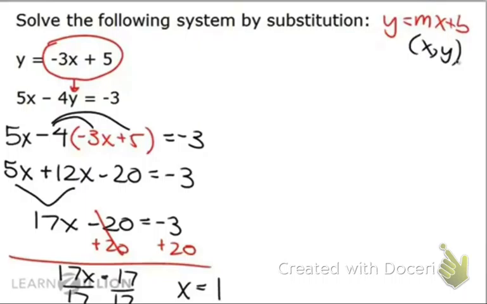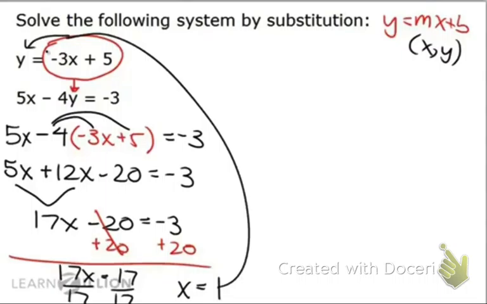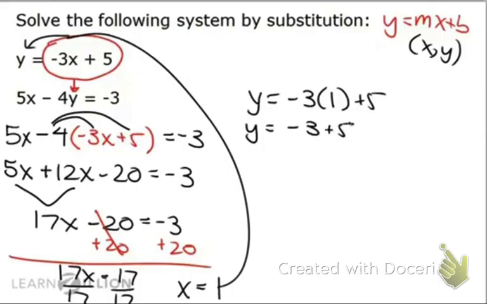To find y, we can plug in x into either of these two equations. But notice, in this first equation, y is already by itself. So let's plug in x in our first equation. -3 times 1 plus 5. So y equals -3 plus 5, and y is 2. So it looks like our solution is (1, 2).